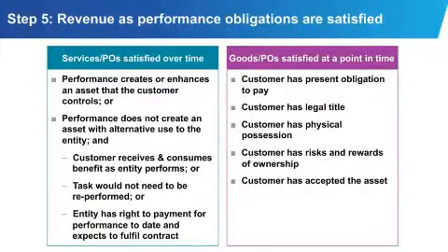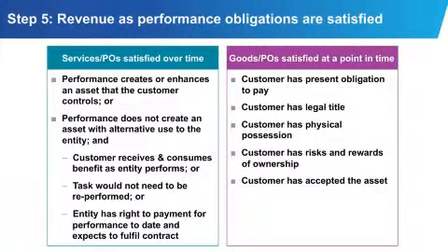Let's take a look at step 5, how to recognise revenue as each performance obligation is satisfied. A company would recognise revenue when or as it satisfies a performance obligation by transferring a promised good or service to a customer. And this is when the customer obtains control of that good or service. A performance obligation may be satisfied at a point in time, typically for promises to transfer goods to a customer, or over time, typically for promises to transfer services to a customer.